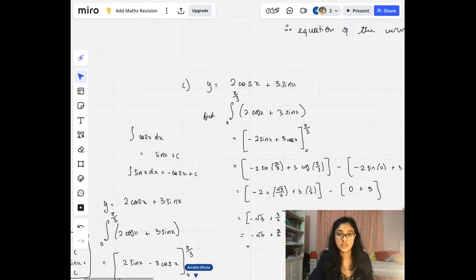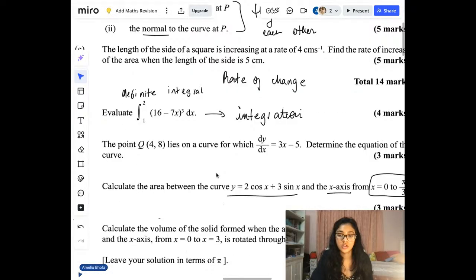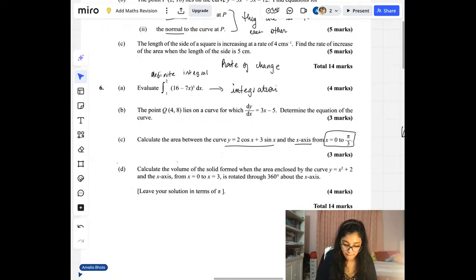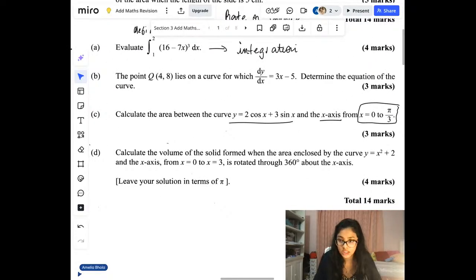I'm just gonna finish out this paper and then I'm gonna end the live. There's one more question left. This one says calculate the volume of the solid. So this is volume of the solid of revolution. Our curve is y is equal to x squared plus 2, the x-axis, and my limits are x is equal to 0 and x is equal to 3.